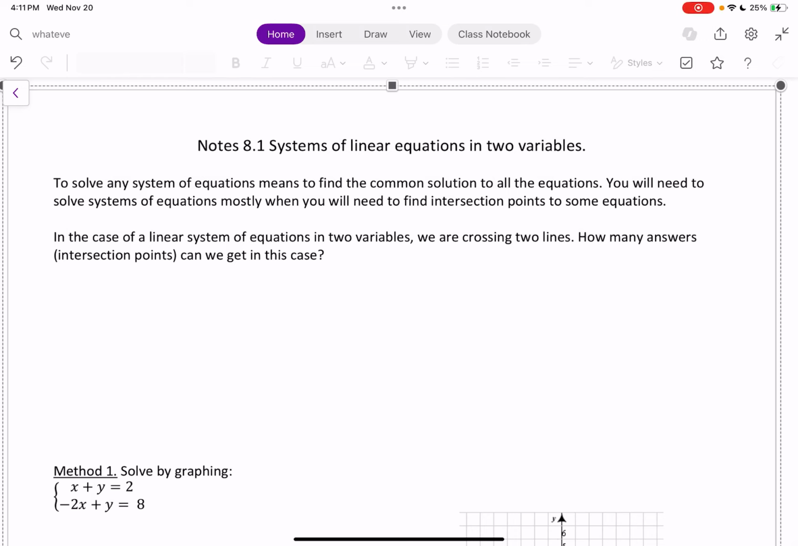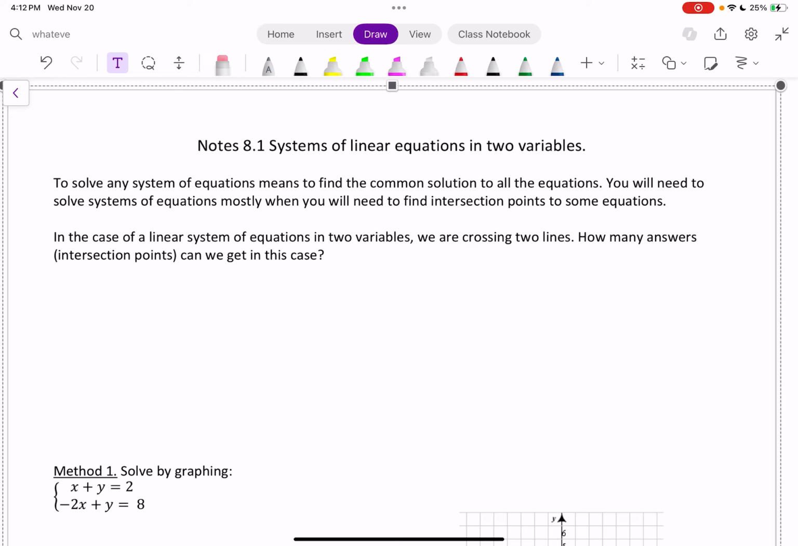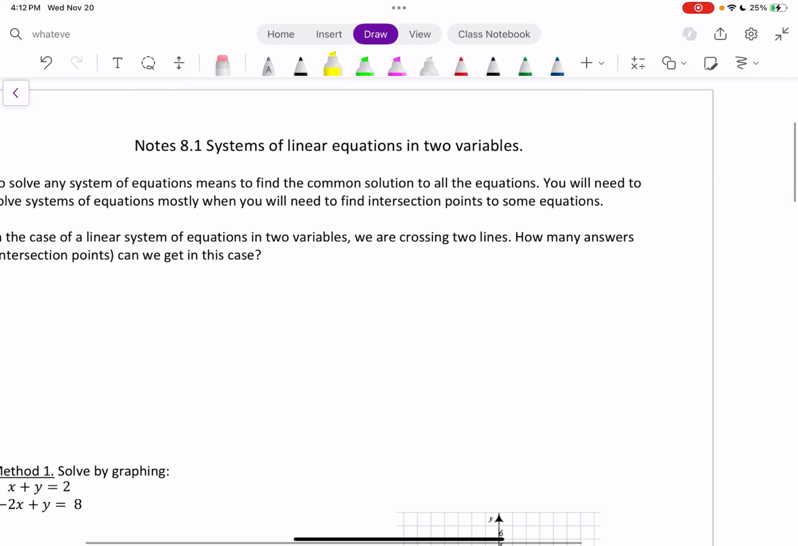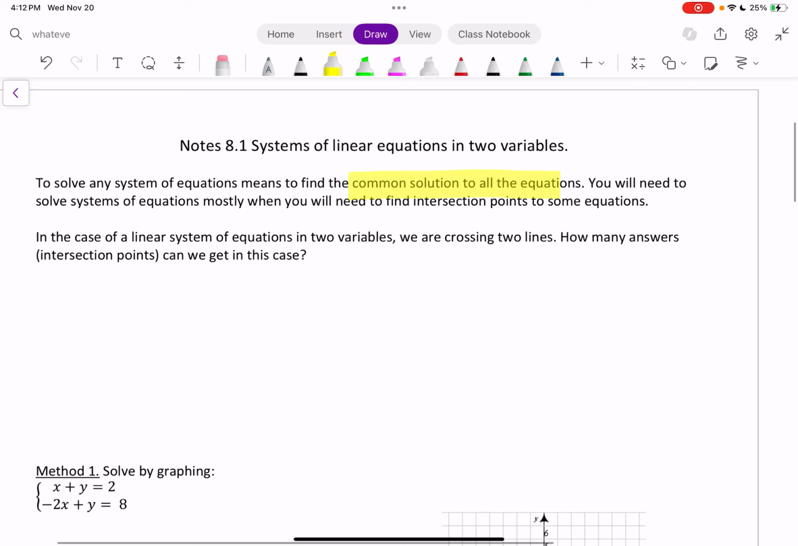Hello class and welcome to chapter 8 where we will discuss solving systems of linear equations. First, systems of linear equations in 2 variables and then in 3 variables. Okay, so to solve any system of equations means to find the common solution to all equations. So what do they all share in common?